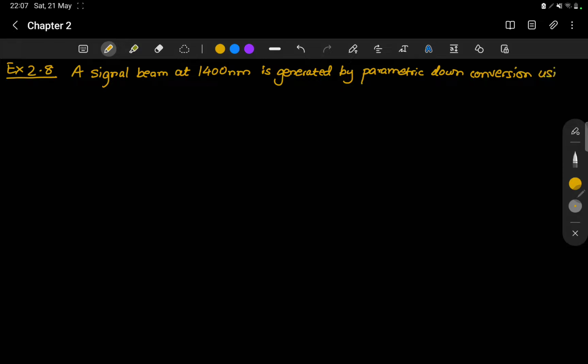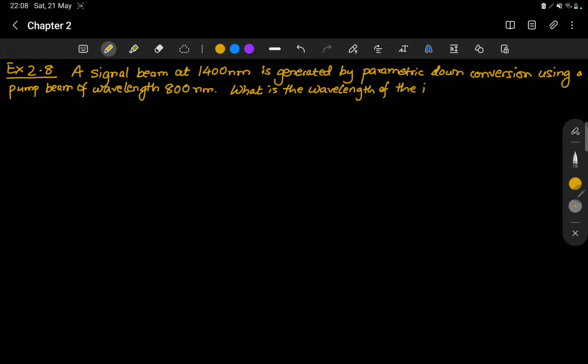using a pump beam of wavelength 800 nanometers. What is the wavelength of the idler beam?